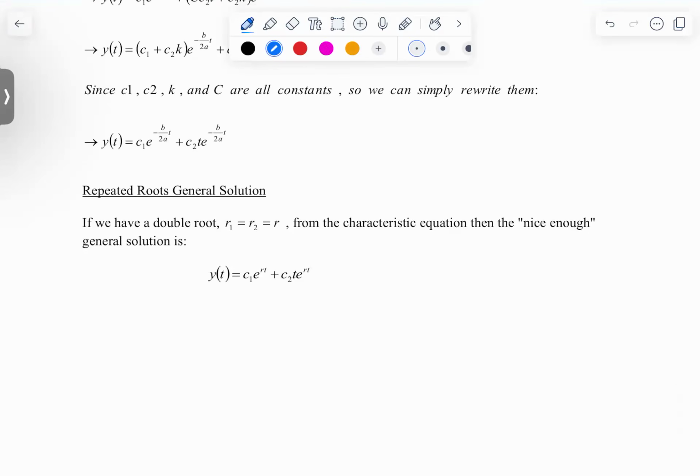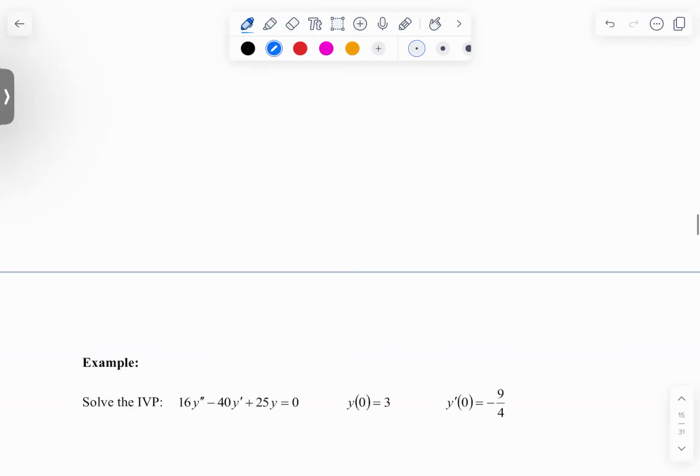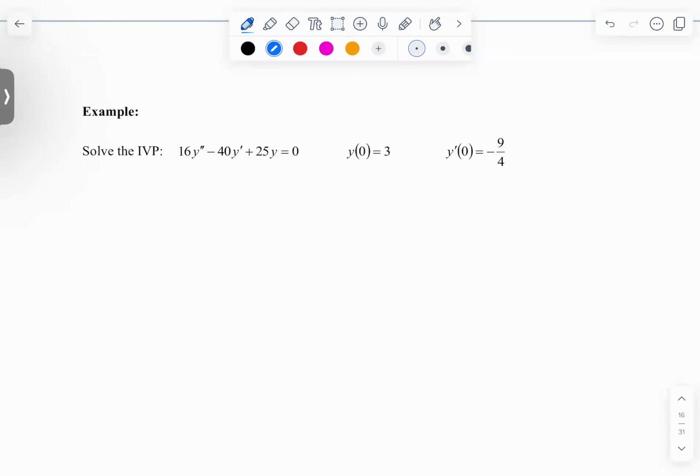So, but for our two-dimension case, when you get a single solution, that's actually really good news for us because it just becomes e^(rt) and t e^(rt). So let's look at an example of that.